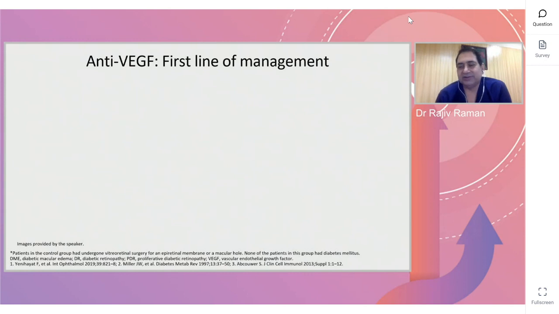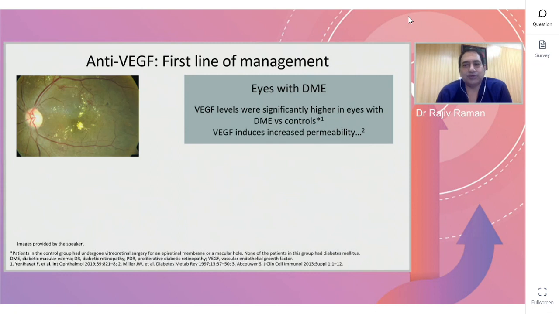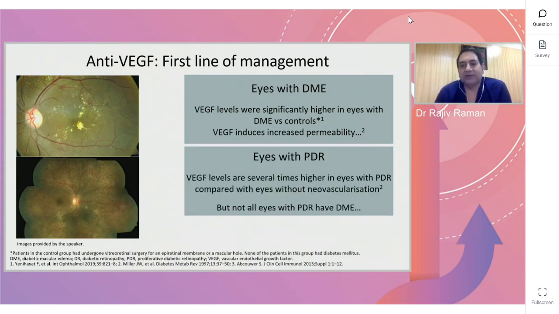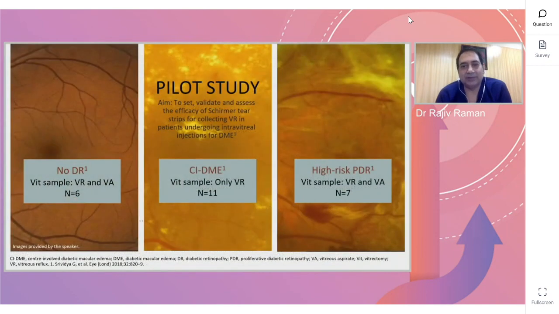We know anti-VEGF is a first-line management in diabetic macular edema. So in eyes with DME, we know that there are a lot of studies which have shown that the VEGF levels are significantly higher, and this VEGF induces the increased permeability. We also know that in proliferative diabetic retinopathy, VEGF levels are several times higher than in DME, but not all patients of proliferative retinopathy have diabetic macular edema. That means there are other non-VEGF cytokines also, which probably are involved in the pathogenesis of diabetic macular edema.